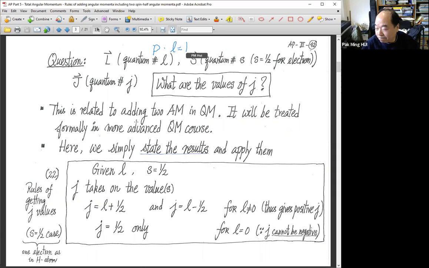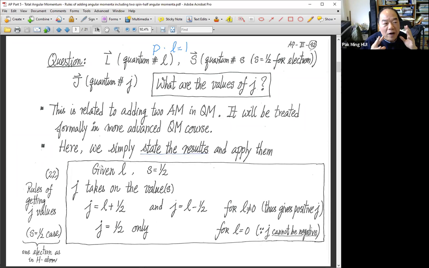L is 1, one electron, S is half. Then what are the values of J? Okay, now I will state the result. I will not prove the results for you because this is beyond this course. In the next more advanced course, there's a whole chapter about addition of angular momentum. You will get what I just mentioned about Clebsch-Gordan coefficients, or how to linearly combine things, okay?